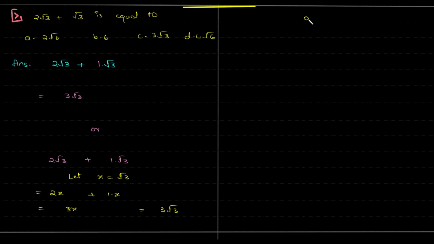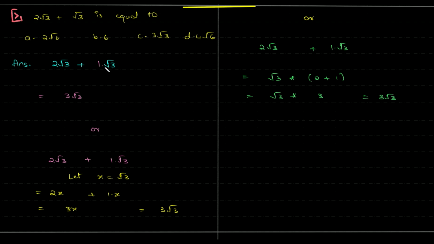I can explain it this way also. I have 2 root 3 plus 1 times of root 3. Using your distributive property, what is common between these two? Root 3 into 2 plus 1 will be remaining. So 2 plus 1 is 3. So root 3 into 3, I'm just going to rearrange: 3 root 3. Right? Is it not?